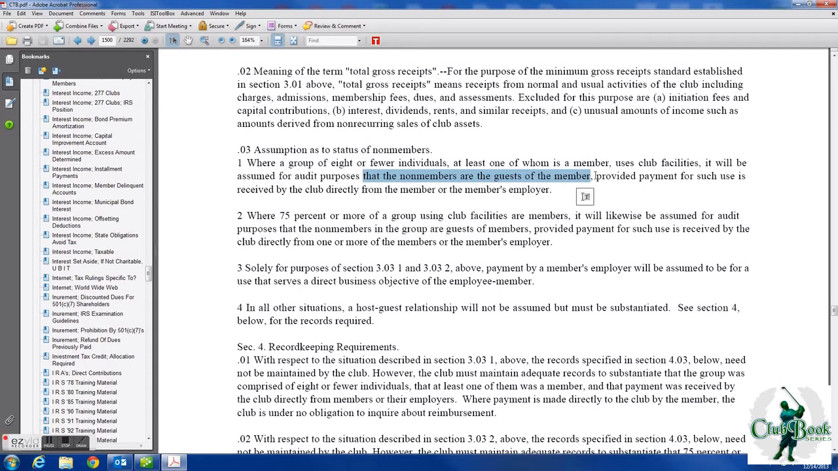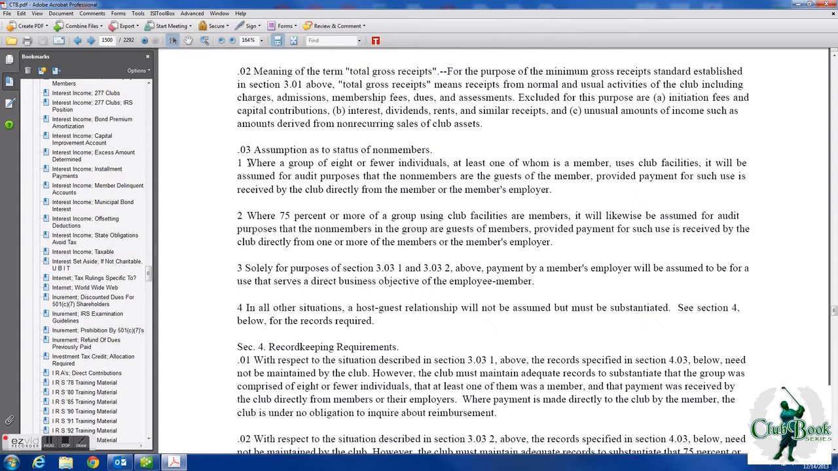Therefore, we're going to record it as member-related income, provided, key word in this rule. So you must do what is right after this word. You must receive payment for such use directly by the club from the member. So the member has to write the check or make payment, or the member's employer. This is key. This is indicating the IRS believes that clubs can receive corporate checks.